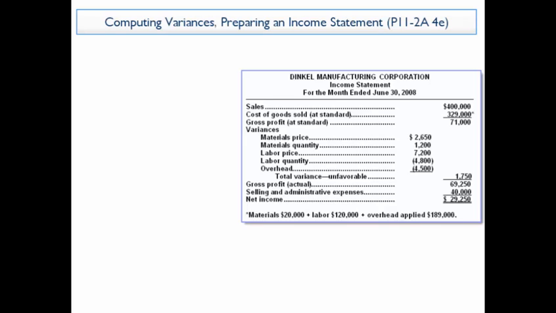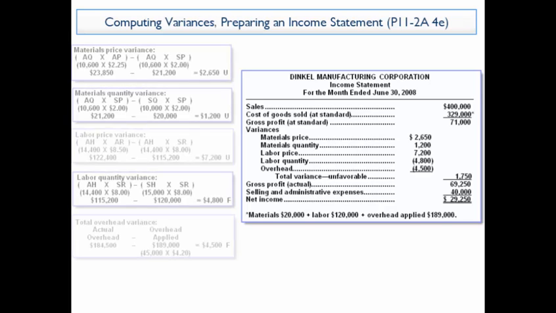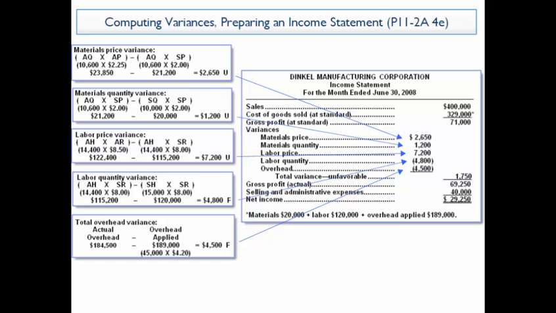By the way, this would be for an internally prepared income statement. For an externally prepared income statement, all of those variances would most likely be included as part of cost of goods sold. Okay, now I'll identify the variances that we calculated earlier, and draw lines showing you where those dollar amounts come from and where they show up on the income statement.